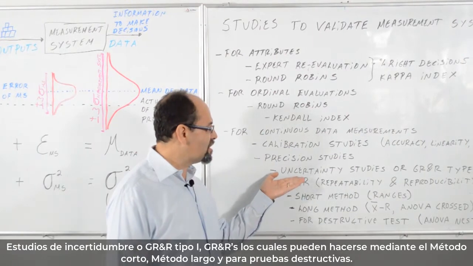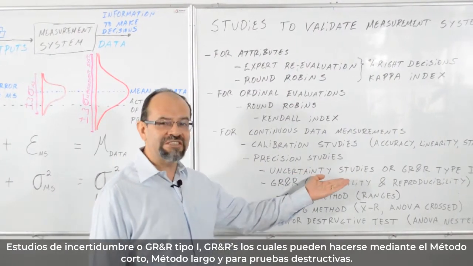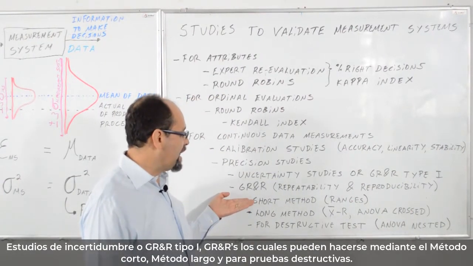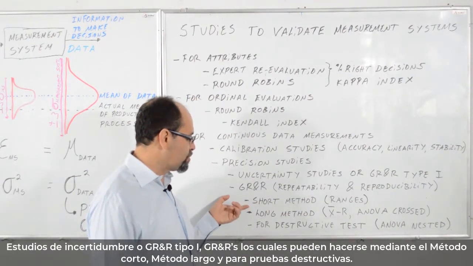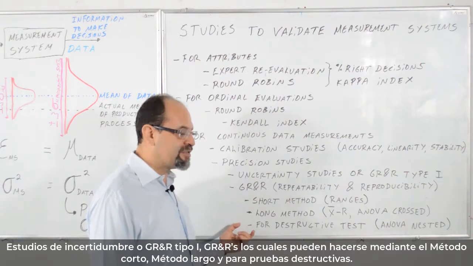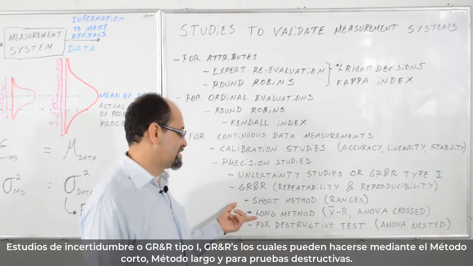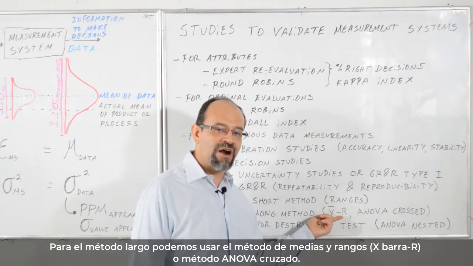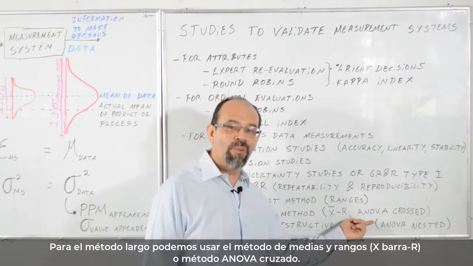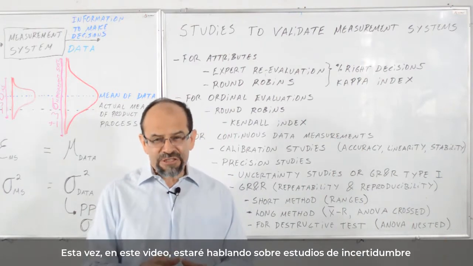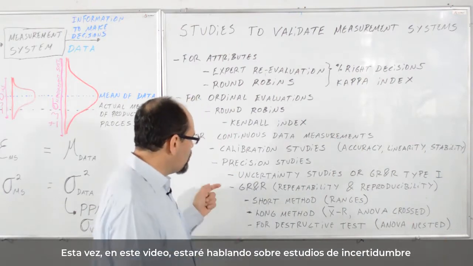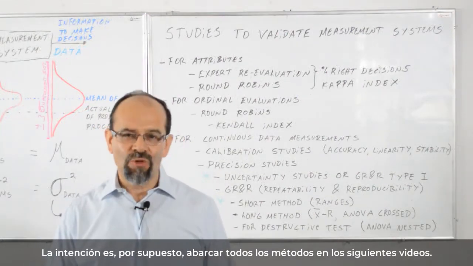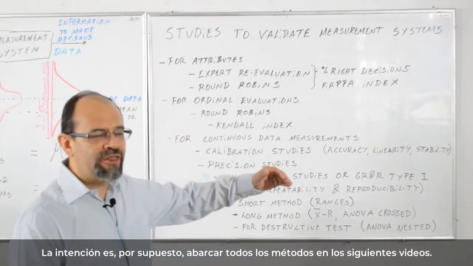And these precision studies can be uncertainty studies, a GR&R type 1 method, GR&Rs, which can be short method, long method, and for the destructive test. For long method, we can have the mean and ranges X-bar-R method or ANOVA cross method. In this video, this time, I will be talking just about uncertainty studies. The intent, of course, is to have videos for all these methods.